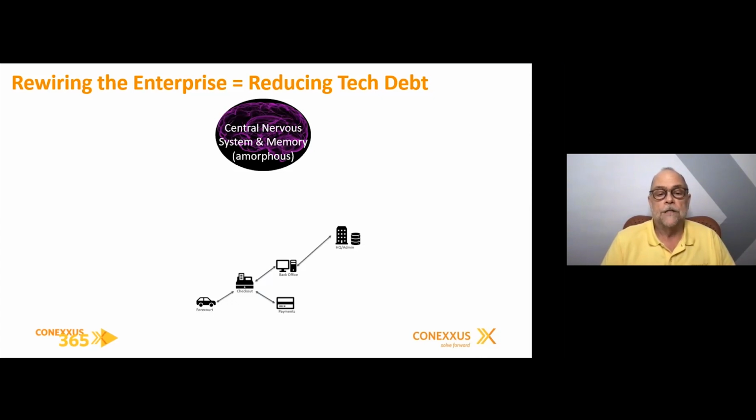So we want to try to build this into our corporate enterprise. And the central nervous system and memory, this is why we call it the brain, it's going to be the first sort of cache of data that we're going to address next.